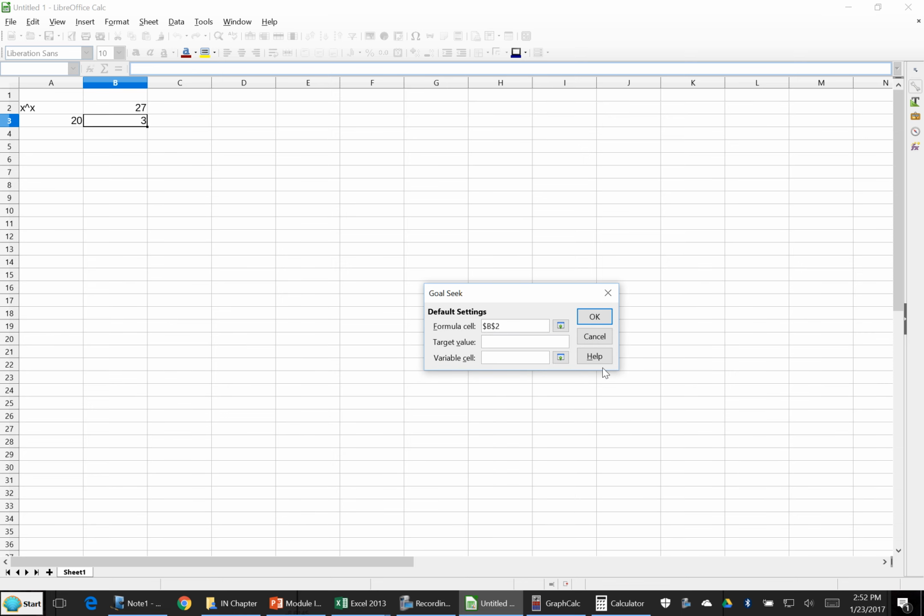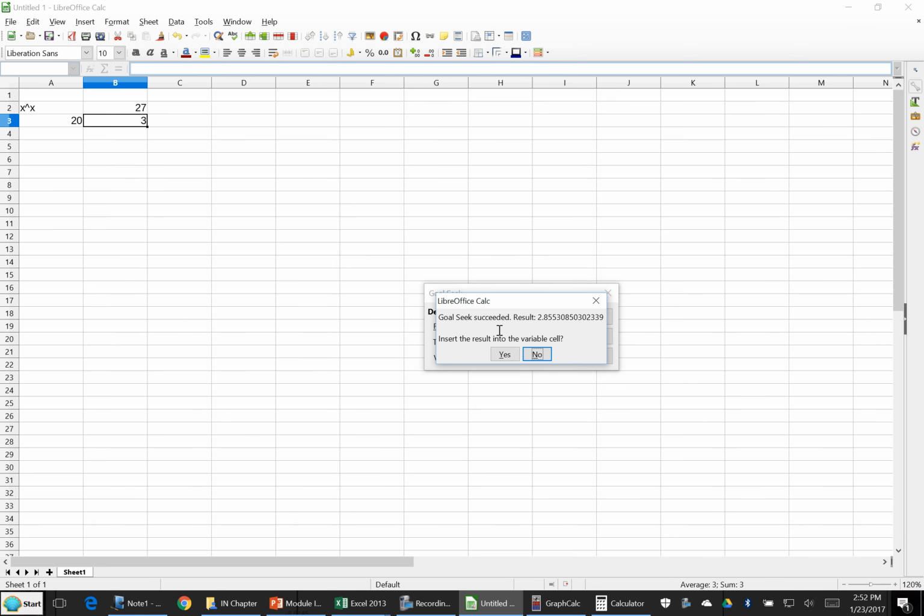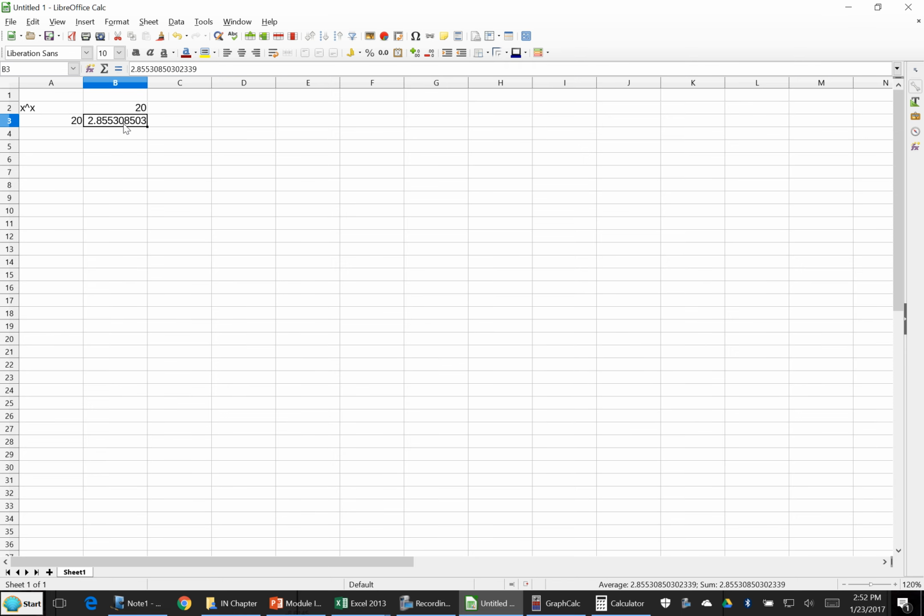Target value, we're going to say is equal to, and I can either put in B2. Does it? No, I actually have to put in the number. So I'm going to have to put in 20, and then my variable cell is going to be this cell right here. And so when I hit OK, watch what happens. Goal seek succeeded, insert yes, and it did the exact same thing that Excel did. It's just using different software, and this software happens to be free. So the answer is 2.855, which we confirmed using GraphCalc.